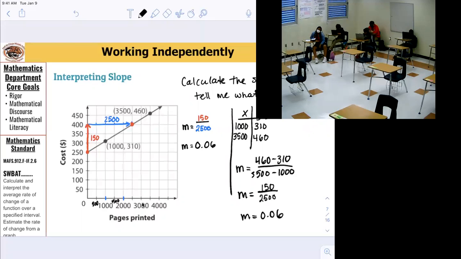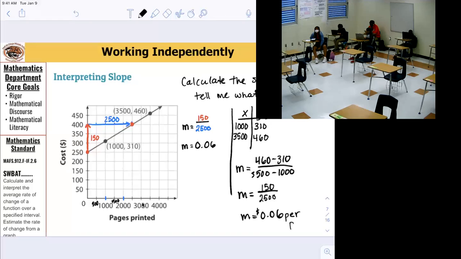Other than that, if you're using rise over run, the most important thing is to make sure that you're using perfect points. If you're not using perfect points, it's not going to work out. So you just have to be super, super careful. All right, so I got 0.06, and what are my units? Dollars per page.